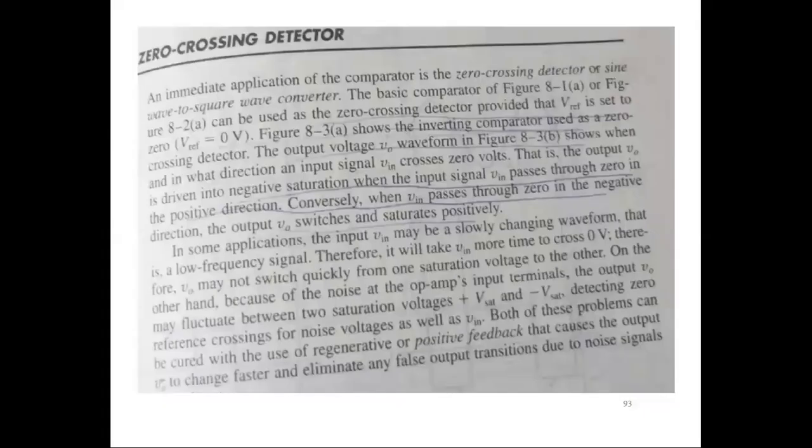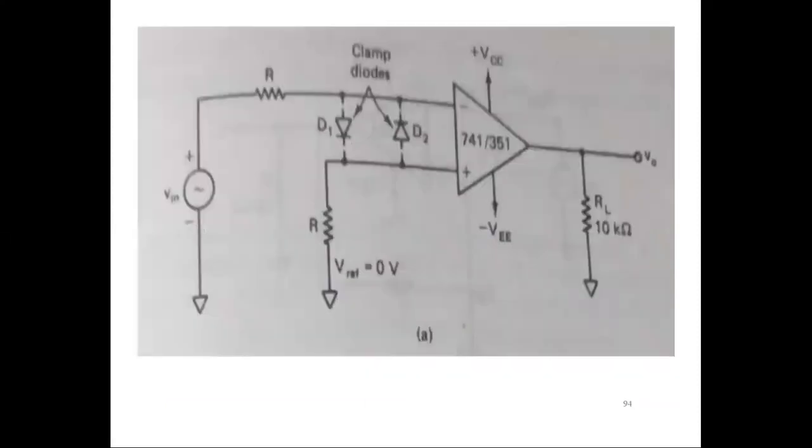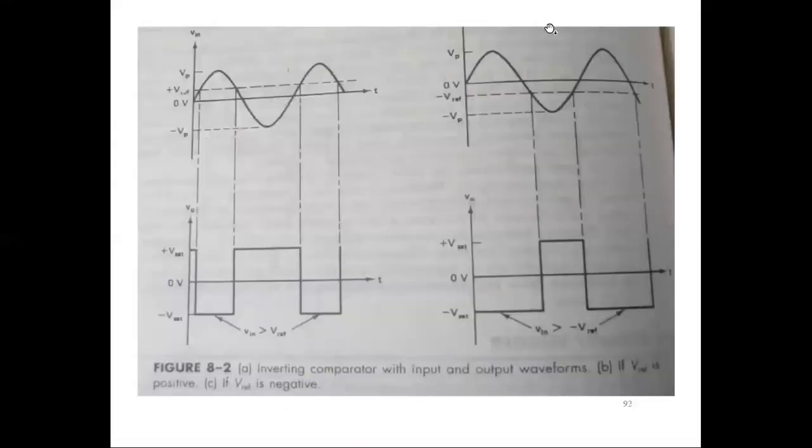So now we come to the zero crossing detector. Zero crossing detector just means we don't have the V reference. V reference is connected to 0. V reference is taken as 0. So if you take V reference as 0, then the only thing is, whatever waveform we had earlier, this V reference will go to this point. So you'll get almost exactly the half wave.